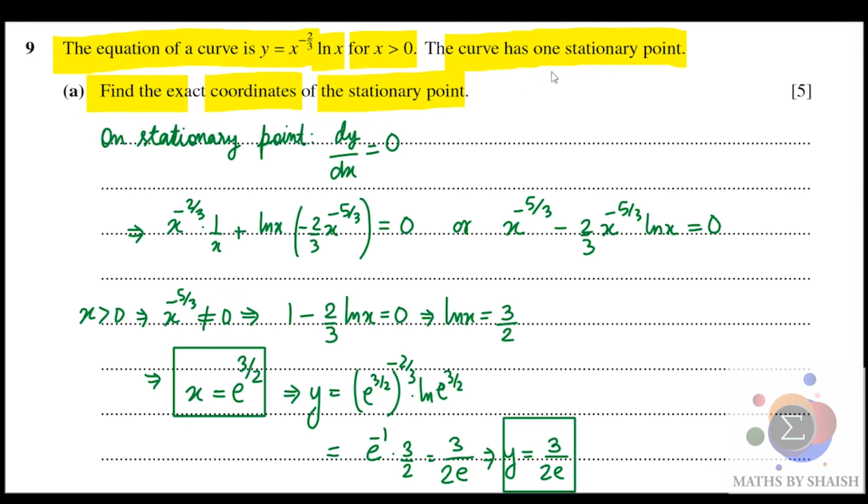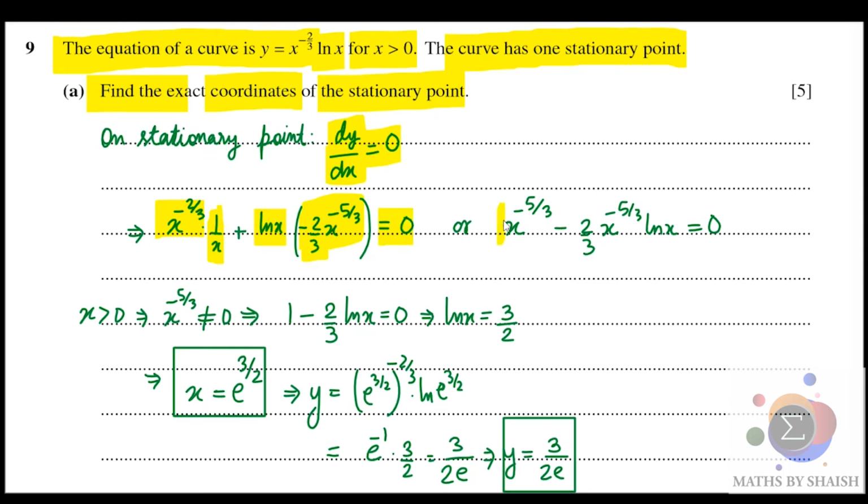First of all, if it is a stationary point, we need to calculate dy over dx and make it equal to 0. And there are two functions, so of course we are going to use the product rule to find dy over dx. First function as it is, differentiation of second function, that is 1 over x. Second function as it is, and differentiation of first function is minus 2 by 3 times x to the power minus 2 by 3 minus 1, that is minus 5 by 3, making it equal to 0.